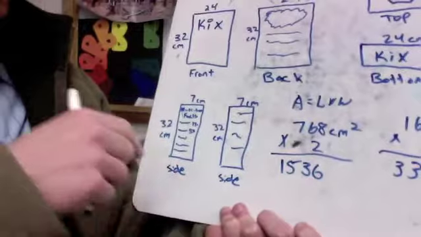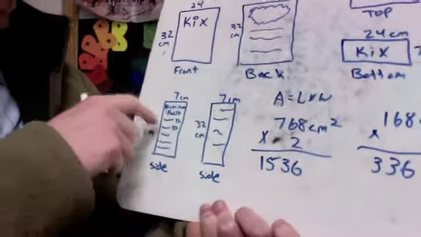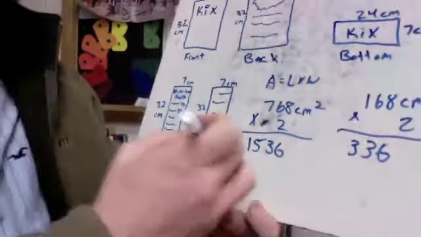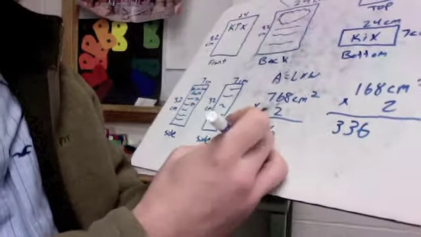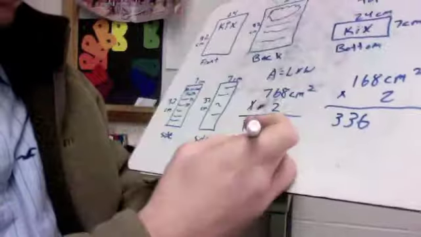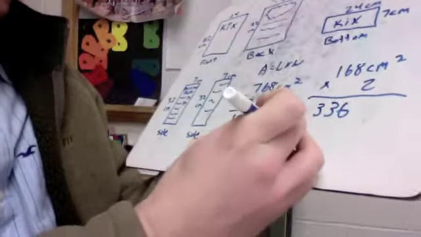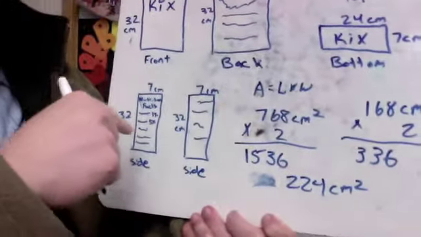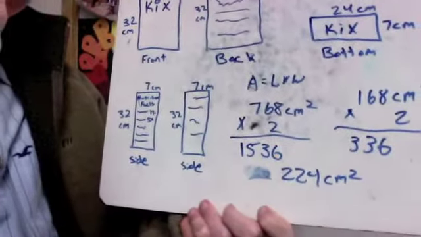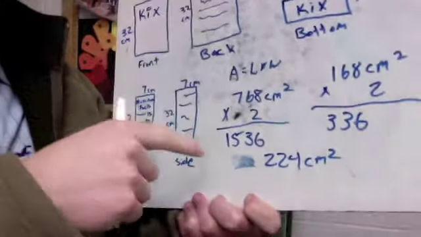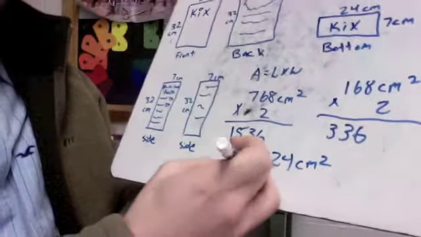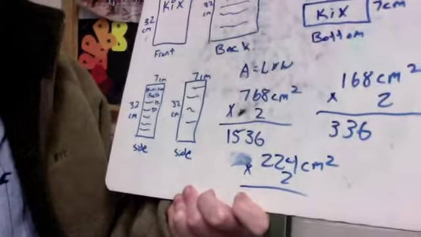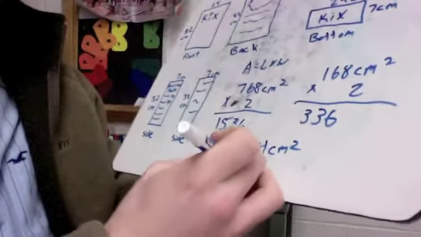Now let's take the sides. The sides are exactly the same. They're 32 by 7, so I'll just do 32 times 7. I've got 224 square centimeters. We can fit 224 of those squares on the side of the box. And then we've got 2 of the sides, so I can just multiply that by 2. 224 times 2 is going to be 448.